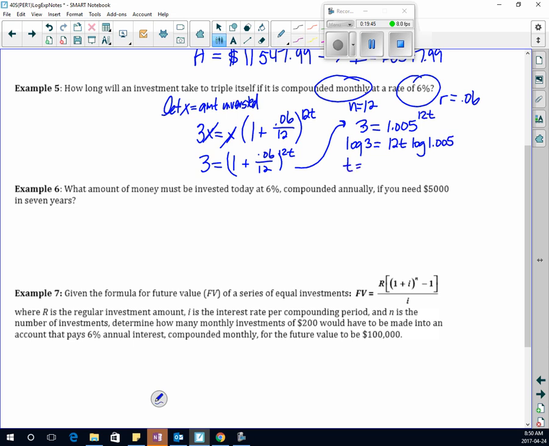So what is t going to equal? Yeah, log 3 divided by 12 log 1.005. Be very careful when you punch that in. Don't need brackets on the bottom. 18.3559, and that would be years because T is years. Does everybody remember that?